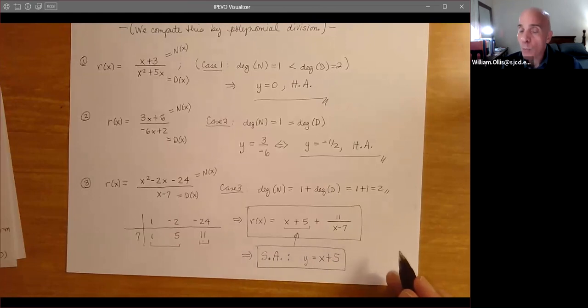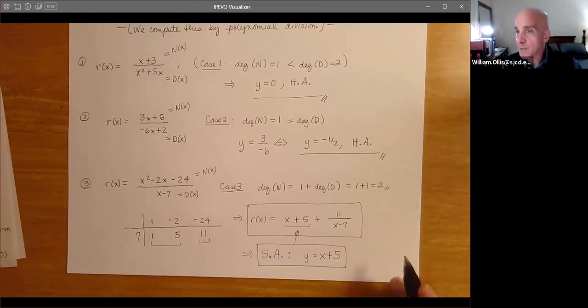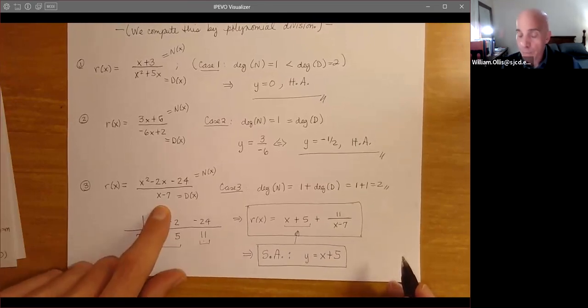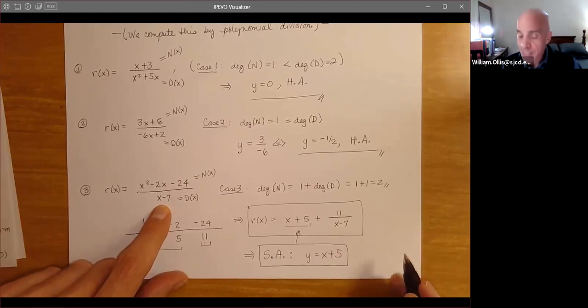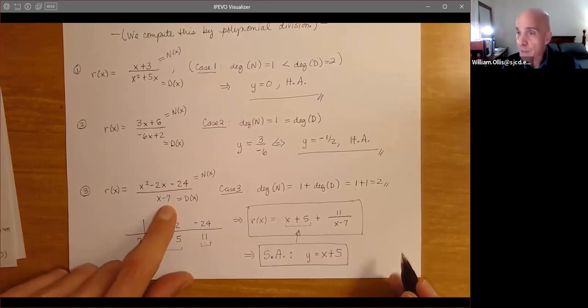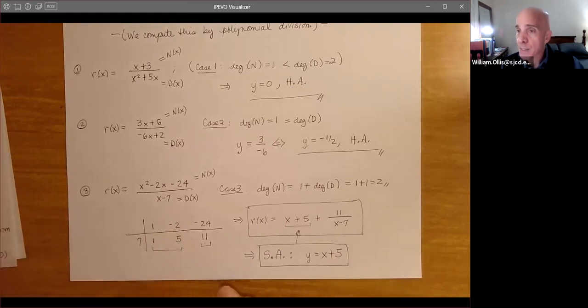And of course, you always get the slant asymptote by division. And if it's simple enough that you can actually do it by synthetic, then do, of course, if it fits the hypothesis of synthetic division. The only thing is, don't use synthetic when it doesn't work, because you'll just get nonsense.